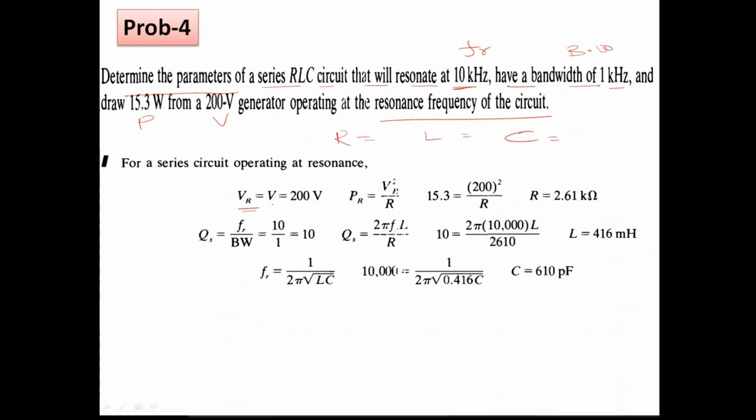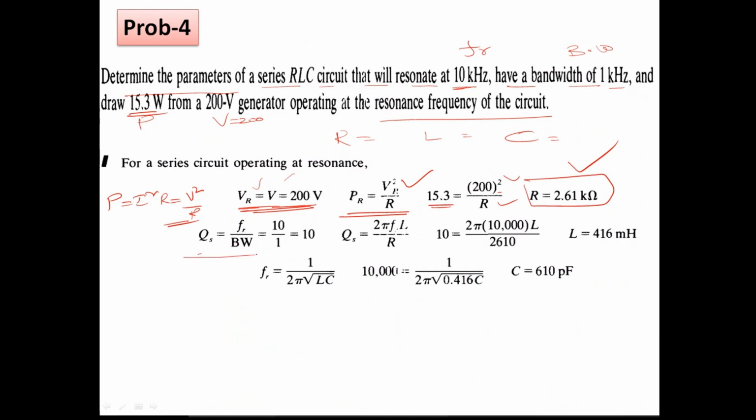Now here at resonance, VR, the voltage across the resistor, is equal to the applied voltage, and the applied voltage is given as 200 volts. So VR is equal to 200, and the power is given as 15.3, and the power is equal to I square R or V square by R. Either use this. Now we have used that formula here. Power is given by 15.3 and V is 200 volts, square by R. From that, the resistance of the series RLC circuit is 2.61 kilo ohms.